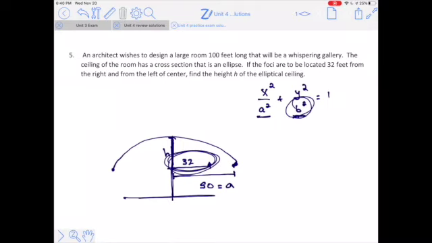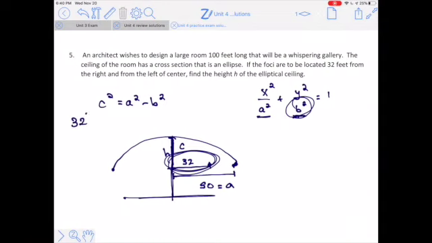That's that focus formula, c squared equals... So c equals 32 and a equals 50. So we have c squared equals a squared minus b squared. If we have two variables, we can solve for the missing one. So we have our two variables, a and c. We can use that to solve for b.